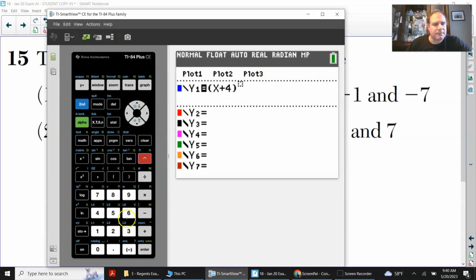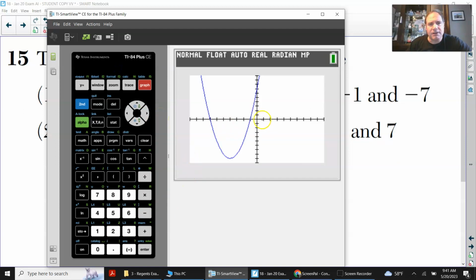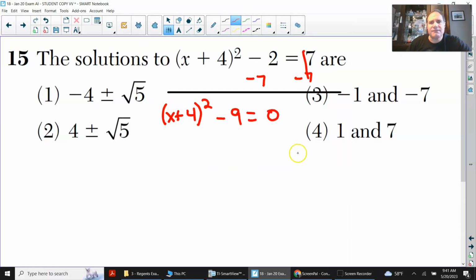Just like this. And then we're going to press graph. We're going to look at that parabola. Wow, it crosses at -1, 1, 2, let's see, 2, 3, 4, 5, 6, 7. -1 and -7. 3 is your answer. You're done. No other way to do it.